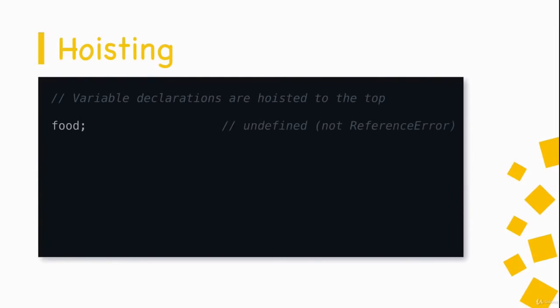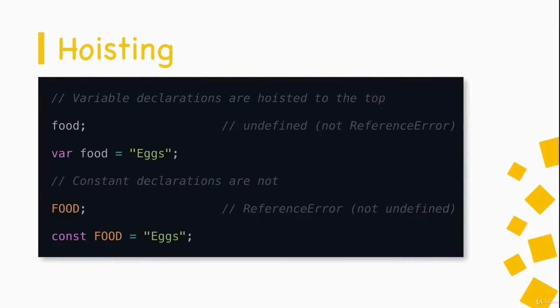So unlike variables, constant declarations are not hoisted. So for example, in this case, we first refer to a variable food, which doesn't exist yet, but we declare the variable later, var food equals eggs, and the variable declaration, which is var food, is automatically hoisted to the top. That's why the first statement, food, returns undefined and not a ReferenceError, because the variable declaration is hoisted to the top. But constant declarations are not hoisted to the top.